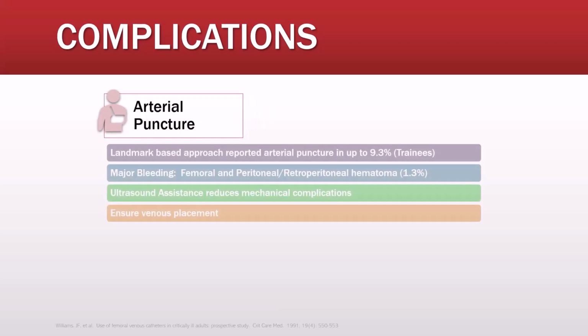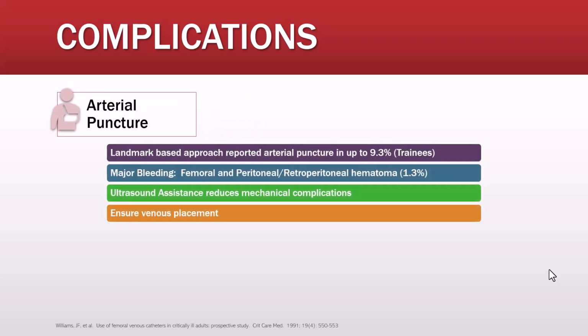Next, let's explore arterial puncture. So this is the inadvertent cannulation of the artery during an attempt at a venous insertion. Literature shows us that a landmark-based approach alone may result in up to a 9.3% risk for inadvertent arterial puncture. We know this can result in major bleeding, including femoral, peritoneal, and retroperitoneal hematomas.